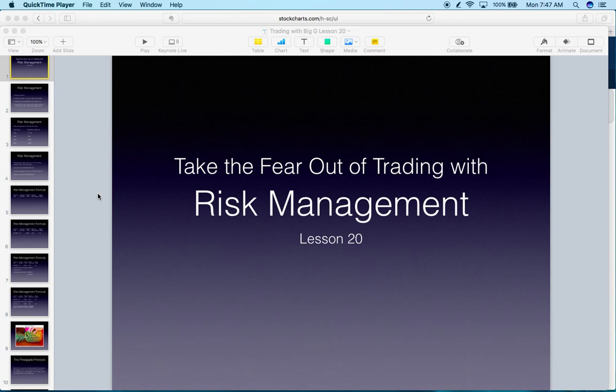And this is going to be lesson 20, taking the fear out of trading with risk management. So I built a few slides for us to look at, and we'll look at maybe a chart or two in this lesson. But we're going to get into the nitty gritty of not just what to buy. We've been looking at a lot of charts in the past 19 lessons, and we've looked at the technical analysis and the stock chart analysis.